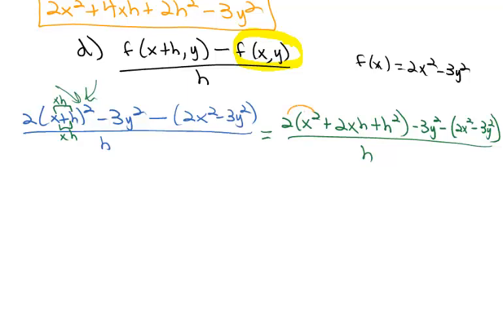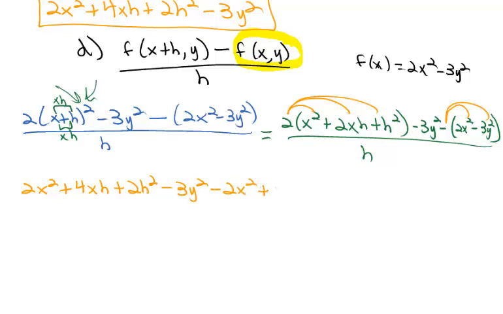Distribute through parentheses to get our next part. Remember that negative is going to distribute onto both terms. It's going to change the sign of both terms. This gives us 2x squared plus 4xh plus 2h squared minus 3y squared minus 2x squared, and a negative negative makes it positive 3y squared. All over h. This is looking very ugly. But it gets better.